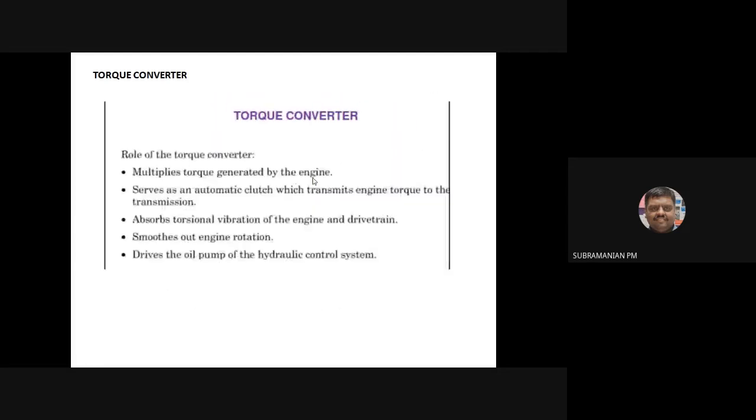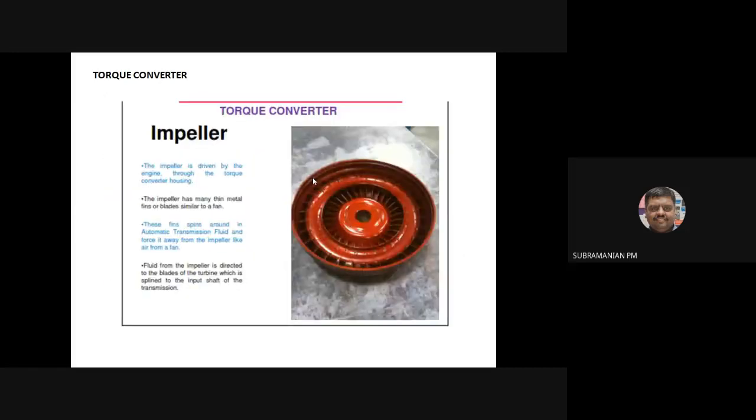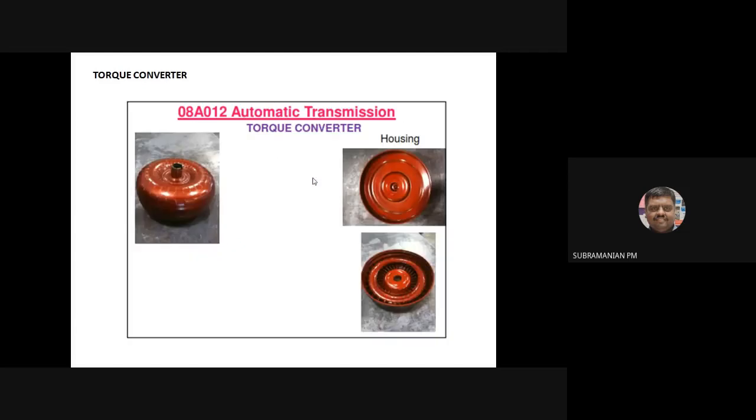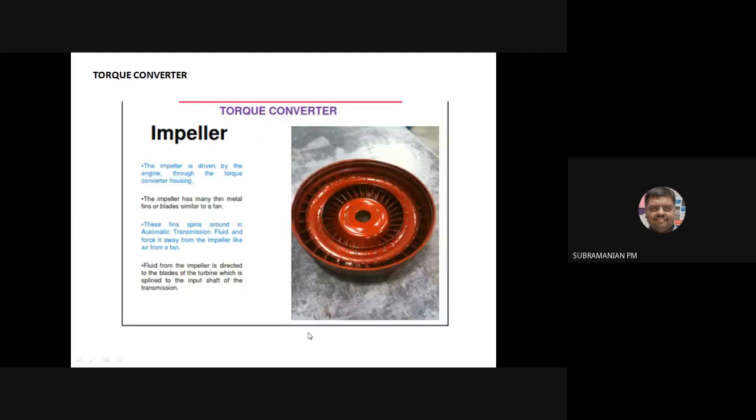Now we will see the points listed in the slide. This will be just for our revision. I have already told you some of them, and you are going to see the points in the slide. The torque converter will be mounted on the input side of the transmission. And this is the impeller. You know that the impeller is driven by the engine, and you can see we can call these fins or blades.